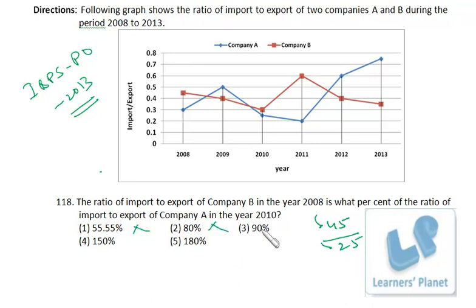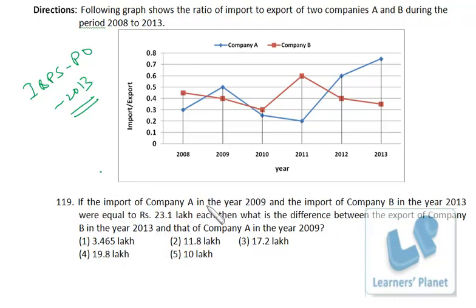So these three options are eliminated. 150% will be 25 plus half, that is 37.5. So it is actually 180%. Directly you can do like this also. Okay, so that's pretty simple.